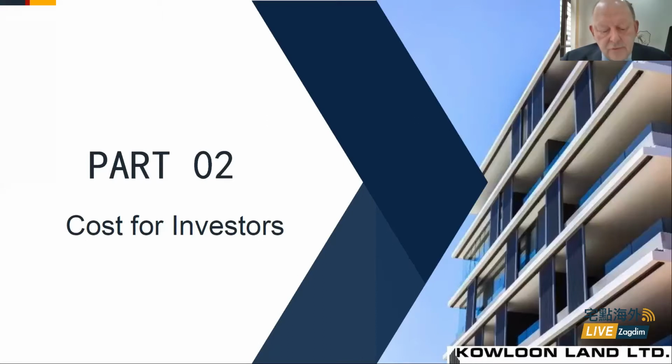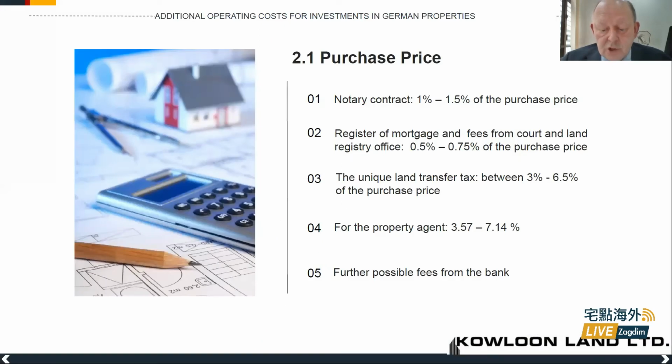Okay, let us start with part two, costs for investors. First of all, you have the purchase price if you invest in a German property. For the notary contract, you have to pay 1 to 1.5% of the purchase price. This depends a little bit on what happens in the contract.